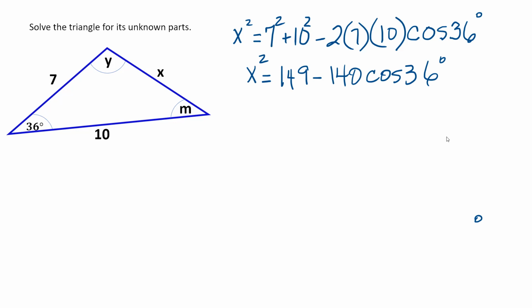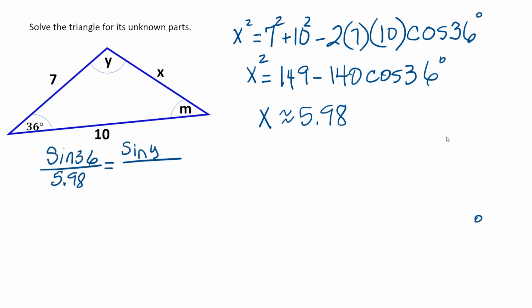If I punch that into my calculator, I will take the square root of it, and I will get about 5.98. So I have my x, and now since I know an angle and its opposite side, I can use the law of sines to finish this. So sine 36 over 5.98, which I just found, is equal to sine y over 10.